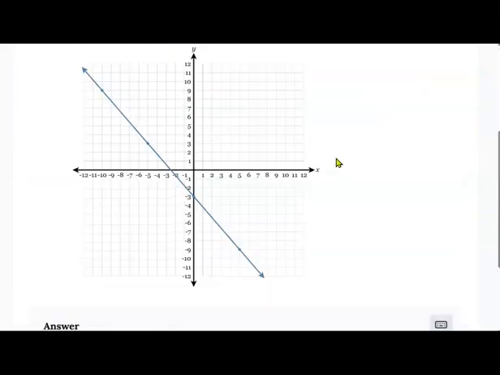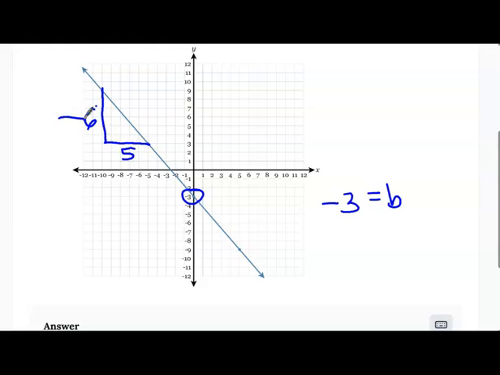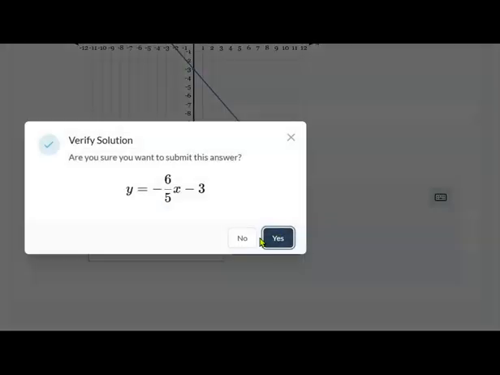One more time. Identify your y-intercept. Again, for us, it's -3. That's the b value. And then draw a slope triangle between any of these two blue points. So it looks like I go down 6 and over 5. Now my line is going down 6 over 5. So my slope will be negative. So y equals -6/5 x minus 3. And type your answer here.